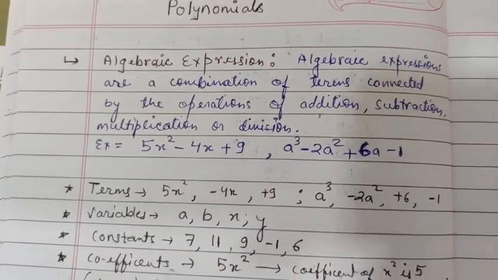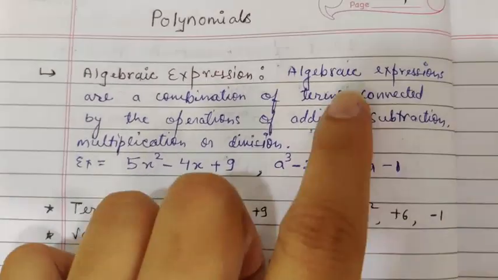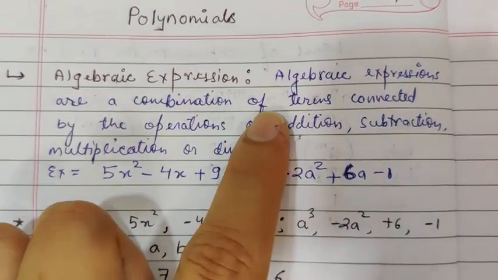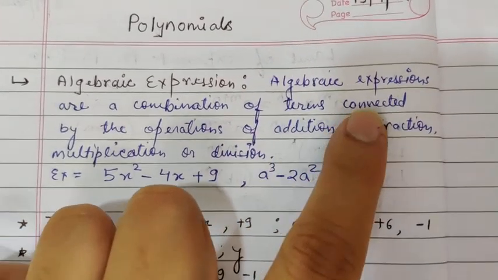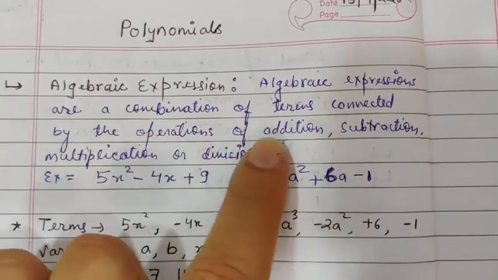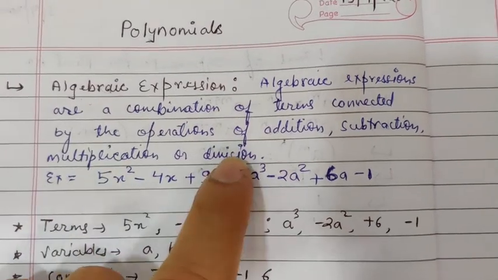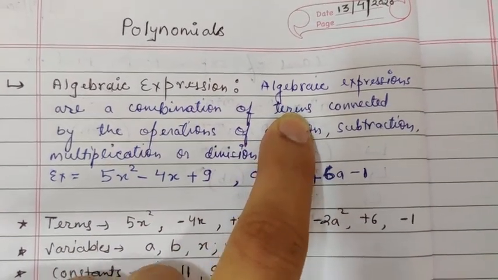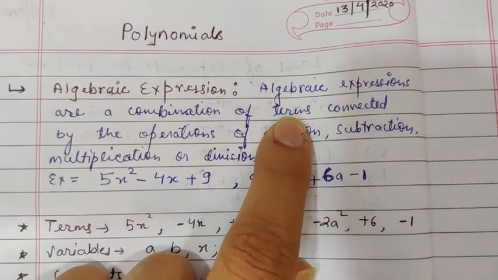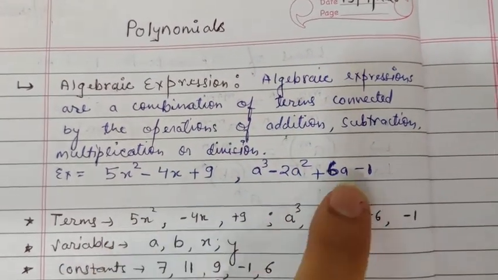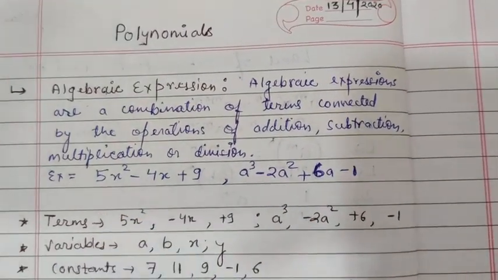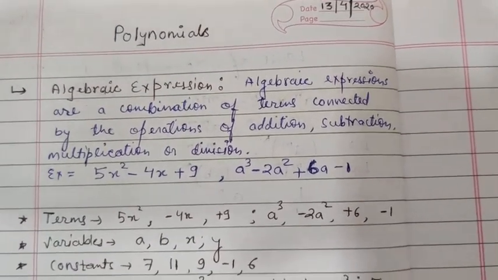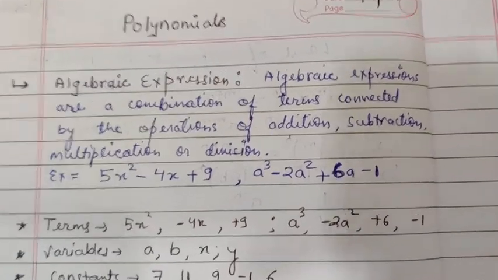So what about algebraic expression? Let's see. Algebraic expressions are a combination of terms connected by the operations of addition, subtraction, multiplication or division. Terms. What do you mean by terms? We can say that a term is a combination of symbols, I mean letters, alphabets or numbers.